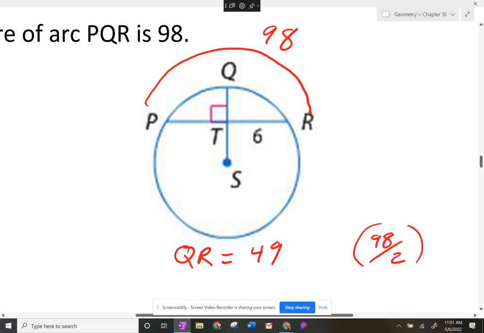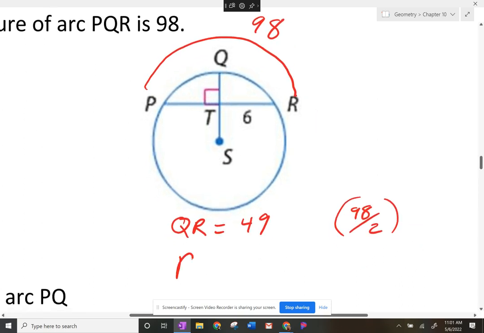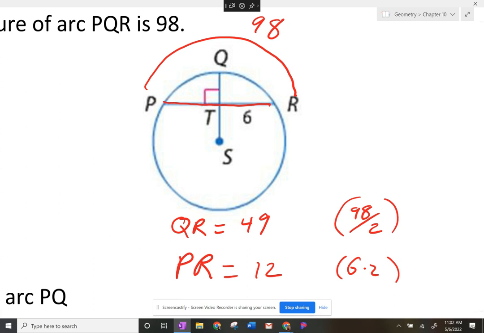Okay? This part of the circle saying TR from here to here is 6. So if I wanted to find the length of PR, so PR is going to be this whole entire length from here to here. How long is that? Yeah, you just took 6 times 2. That's all this part is. Make sense? Divide by 2, multiply by 2, or set them equal to each other.